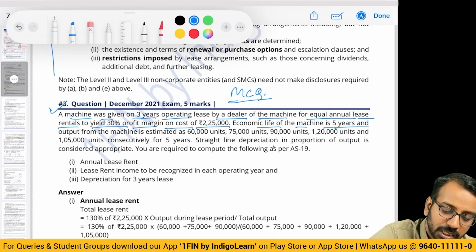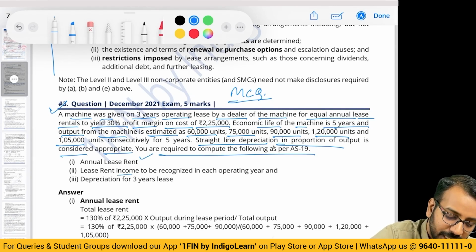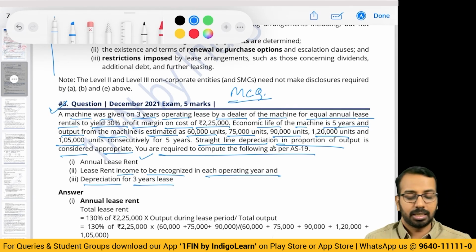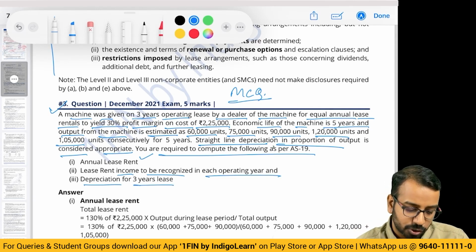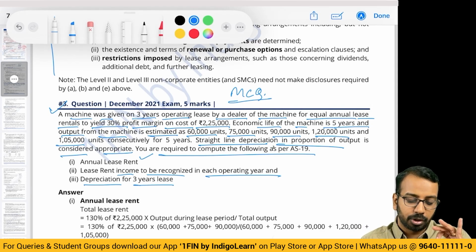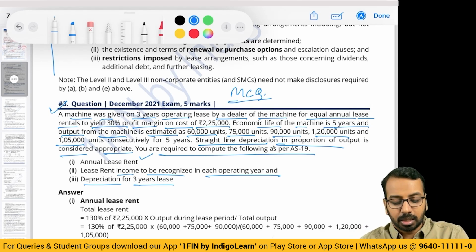The economic life of the machine is 5 years and the output from the machine is expected to be 60, 75, 90, 120 and 105. Straight line depreciation in proportion of output is considered appropriate. You are required to compute lease rent income to be recognized in each operating year and depreciation for the 3-year lease. So here I will just do the calculation of lease rental.